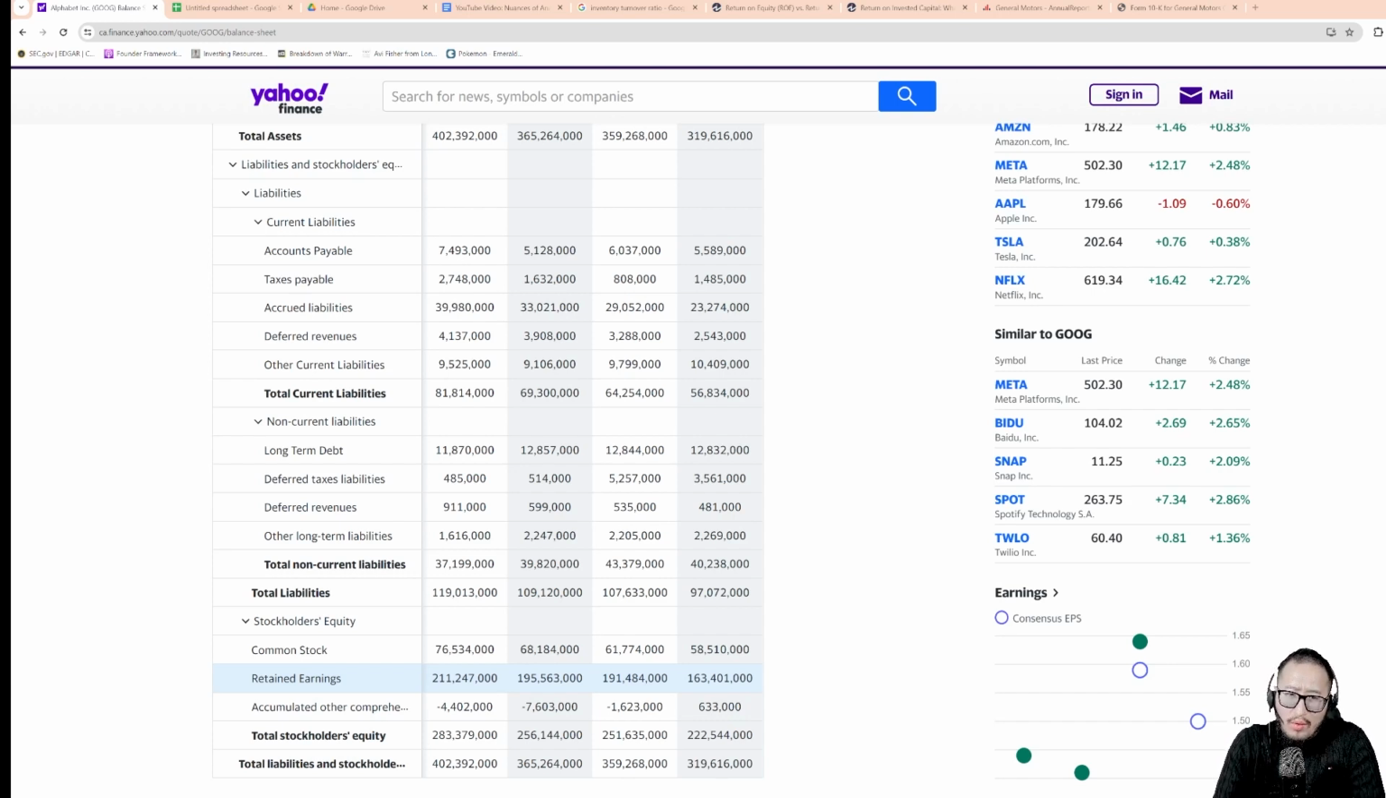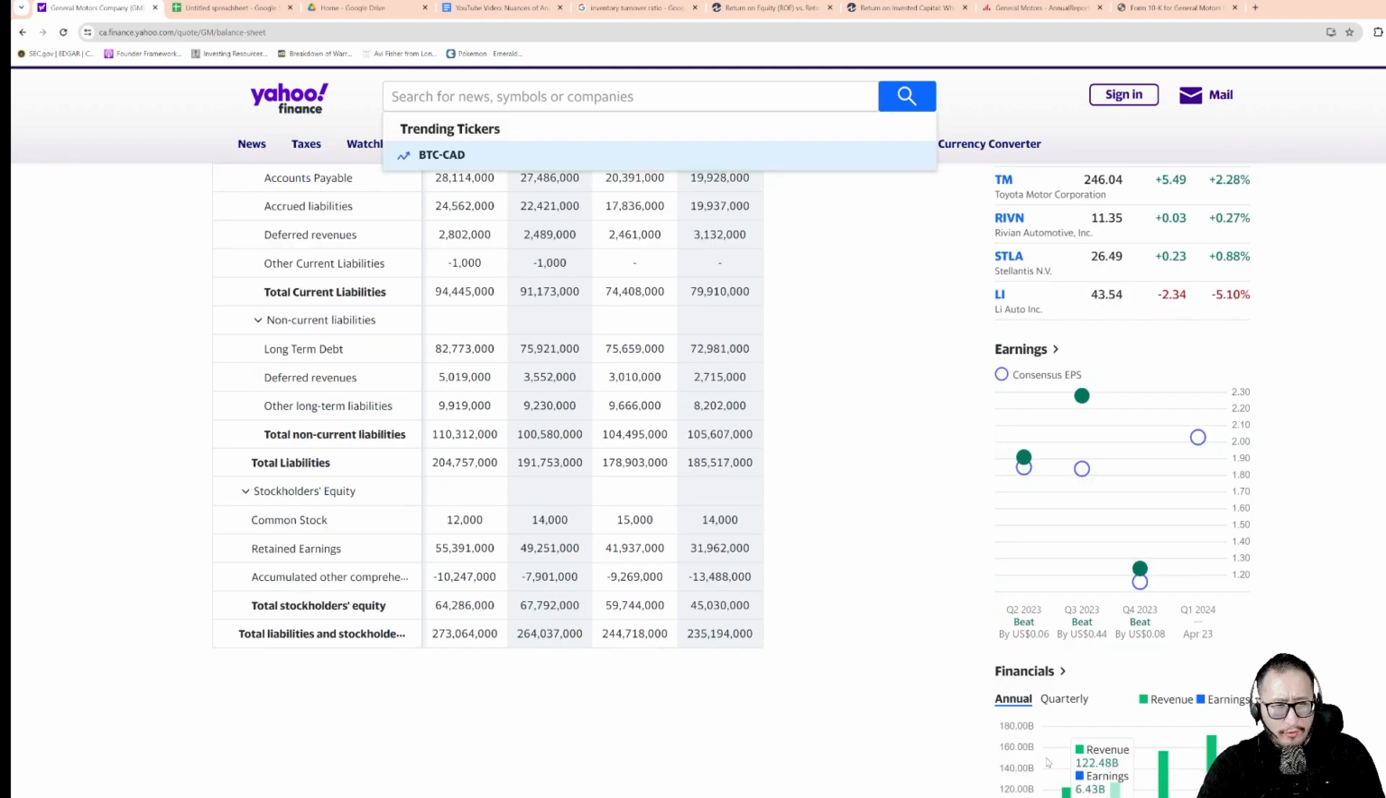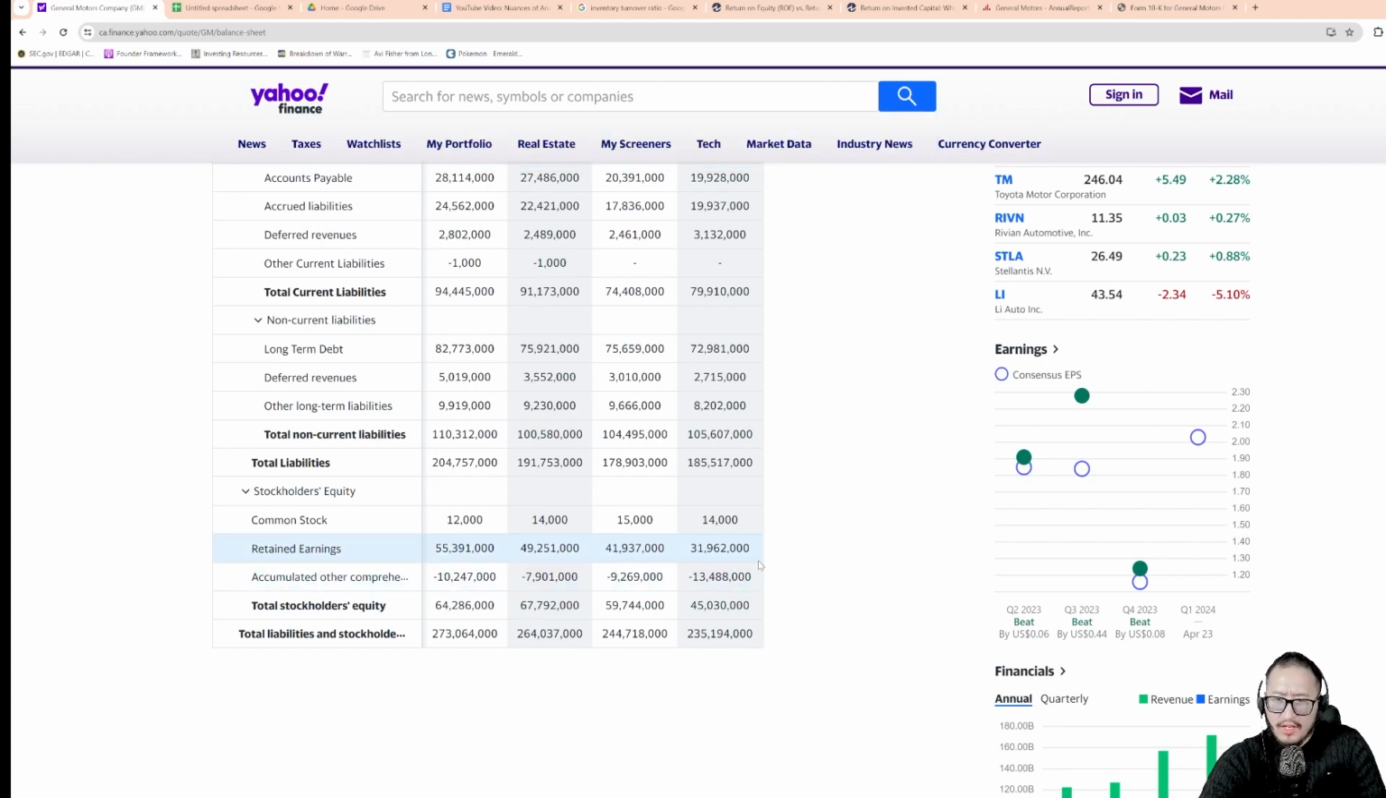So generally, I want to look at retained earnings and I want to see it consistently be growing over the years. So here we can see Google increased their retained earnings from about $163 billion to $211 billion. So this is a mark of a healthy company that's continuing to grow and continuing to make a lot of money and reinvesting that money back into the business. If we look at General Motors, we can see that it's been increasing its retained earnings as well, which shows that the business does have a track record of profitability.